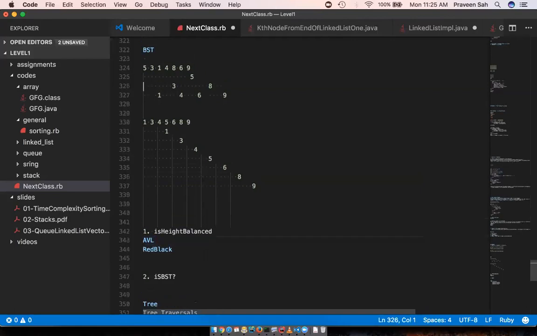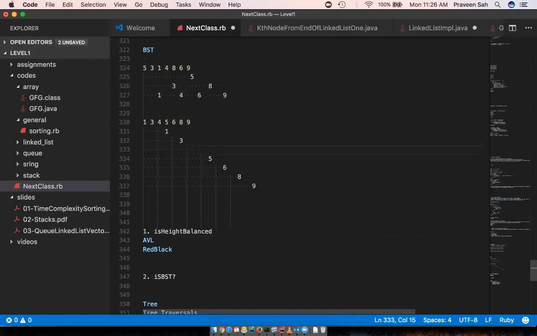AVL ensures that we cannot insert a node so that it is no longer height balanced. So even if we get the order 1, 3, 4, 5, 6, 7, 8, 9, we insert 1, then we insert 3. Okay, but we cannot insert 4 here. Why? Because the height of the right subtree of 1 will be 2, with 3 and 4, and the height of the left subtree will be only 0. In that case, 2 minus 0 is more than 1. Hence, we cannot insert 4 here.